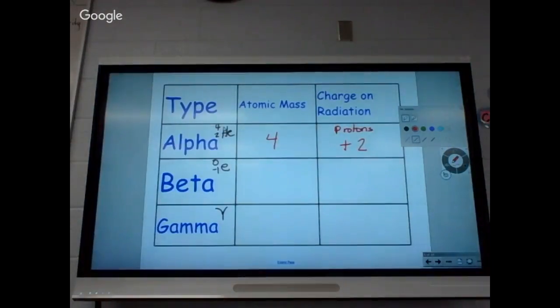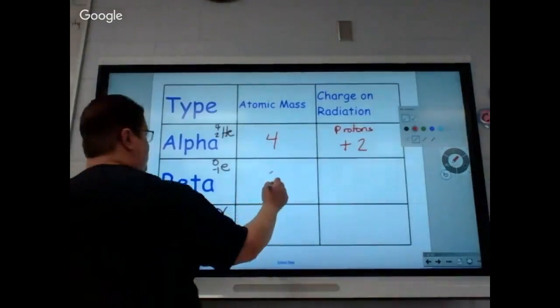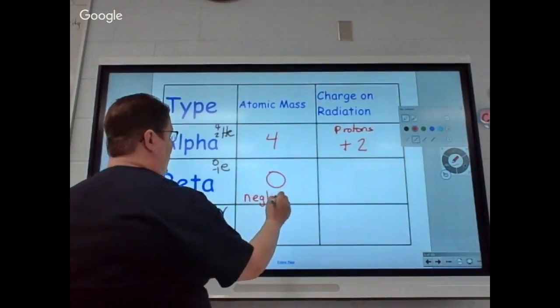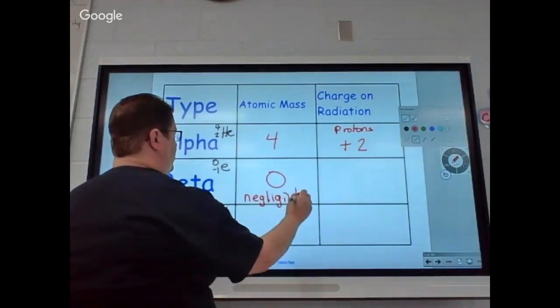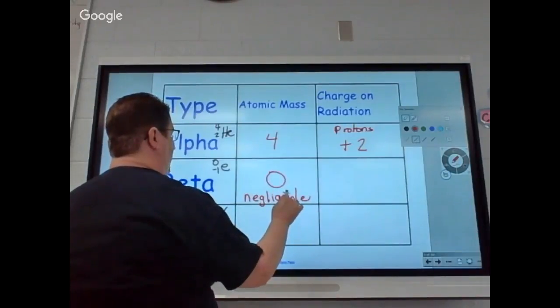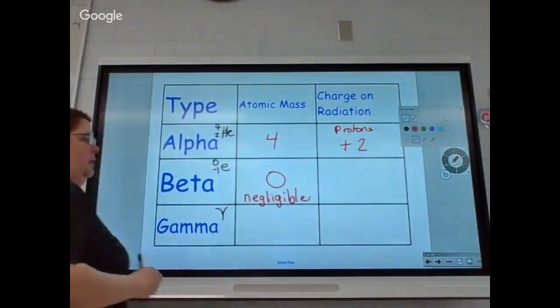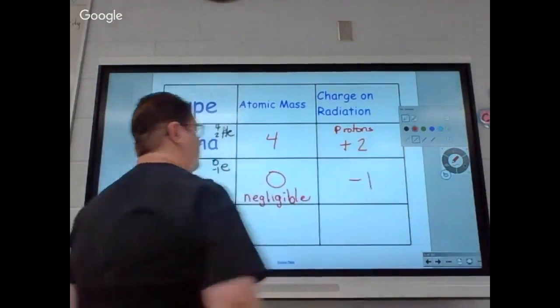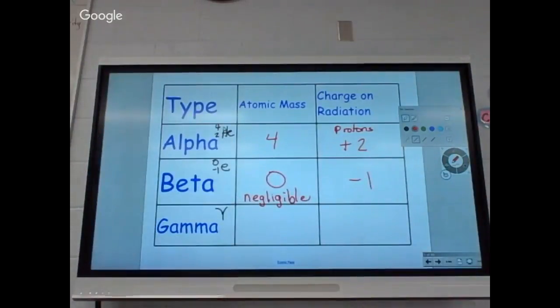All right, what's the mass on a beta particle? A beta particle has what mass? 0. Has 0, because it's an electron, right? And remember, 0 means negligible. Doesn't mean it has no mass. It means it's so small it doesn't count. And what's its charge? -1, because it's just an electron.